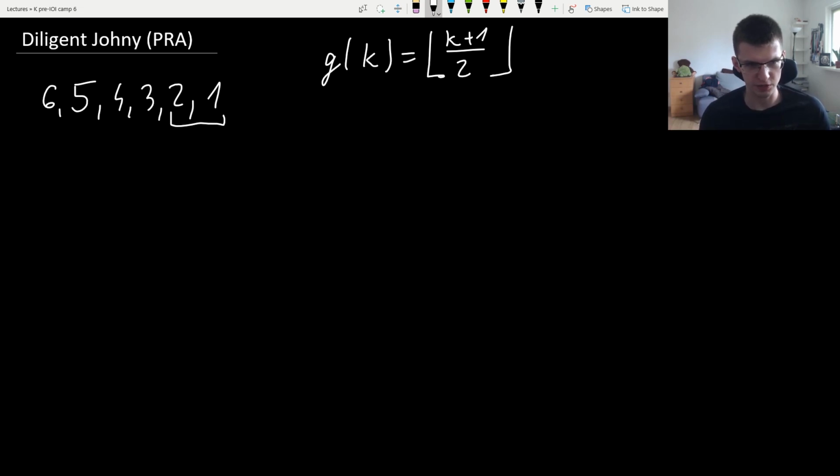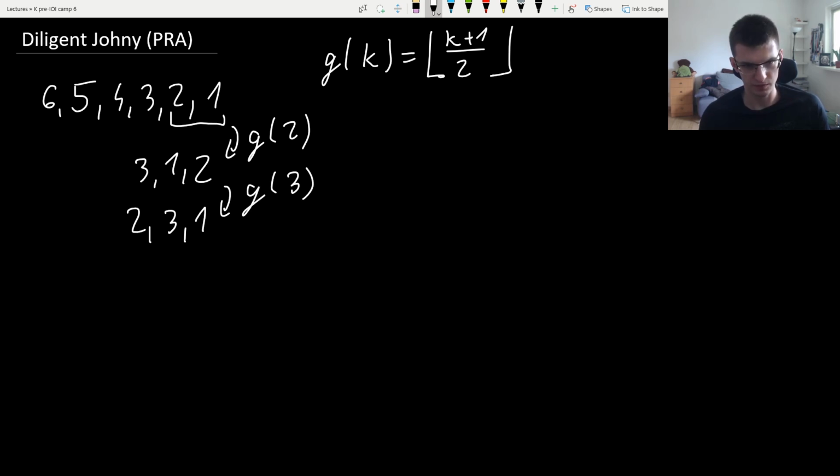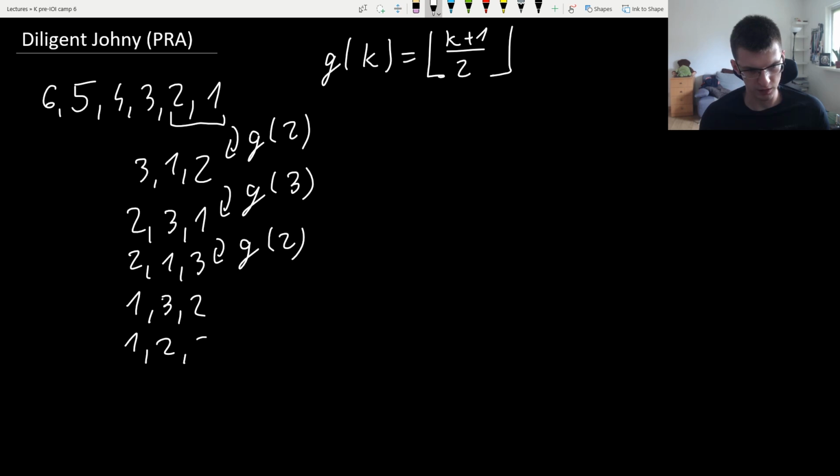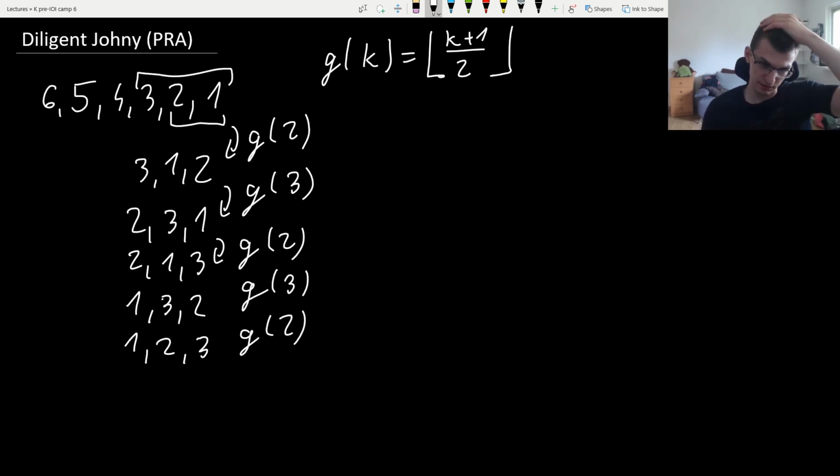Here, to move from the first permutation to the one with 1, 2 here, we need g of 2 operations. Then we have 3, 1, 2. To move to 2, 3, 1, we need g of 3. Then we have the similar thing, 2, 1, 3, g of 2. Then 1, 3, 2, 1, 2, 3. This is g of 3, g of 2. And we sorted this way the suffix of some length. And we see here some pattern: we sort the suffix of length 2, then we move from 3 to 2, and again we need to sort the suffix of length 2, and so on.